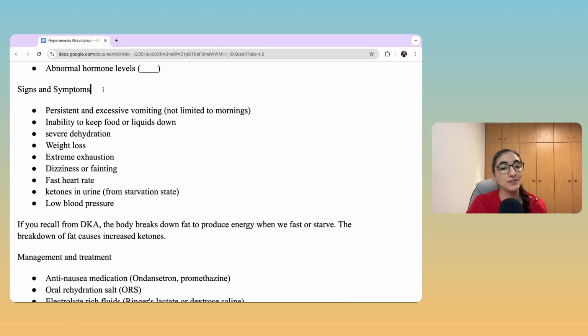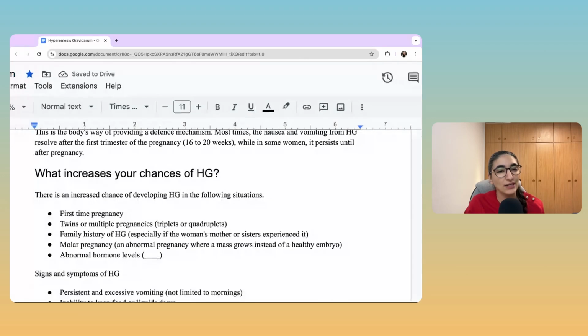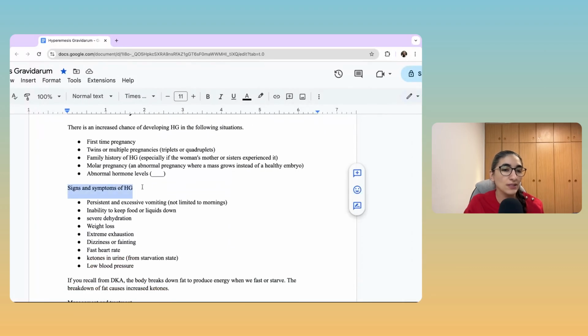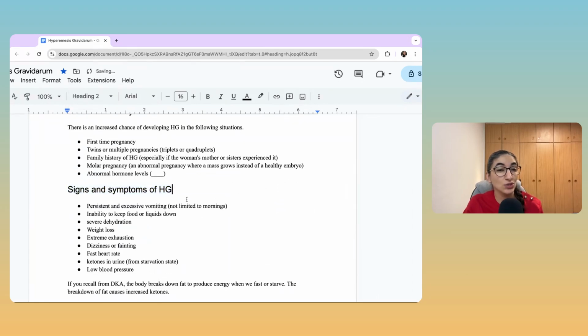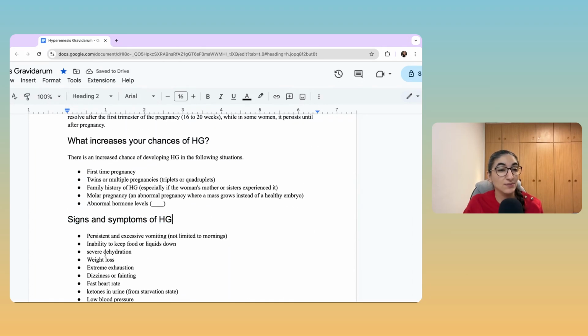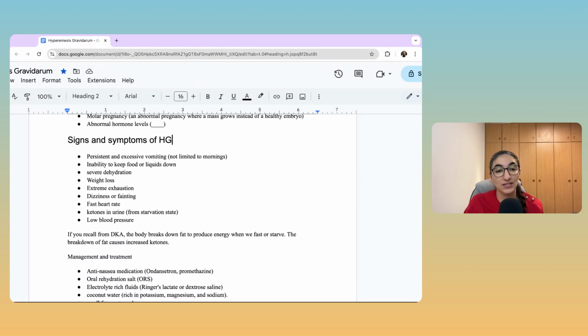Signs and symptoms of HG, and I'll make that S smaller. So is this meant to be a new heading? I'm not sure, but I feel like it is, because we've switched to a new topic, because the signs and symptoms wouldn't really fit underneath what increases your chances. So we've moved from risk factors to signs and symptoms.